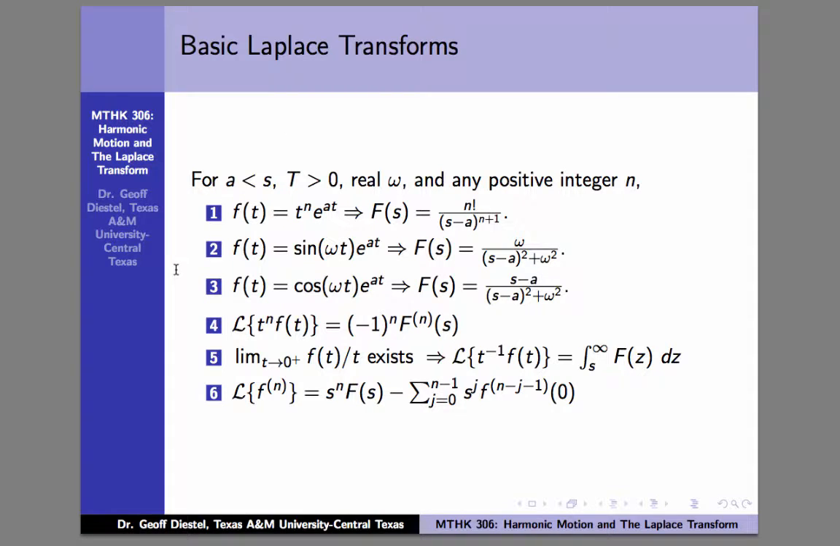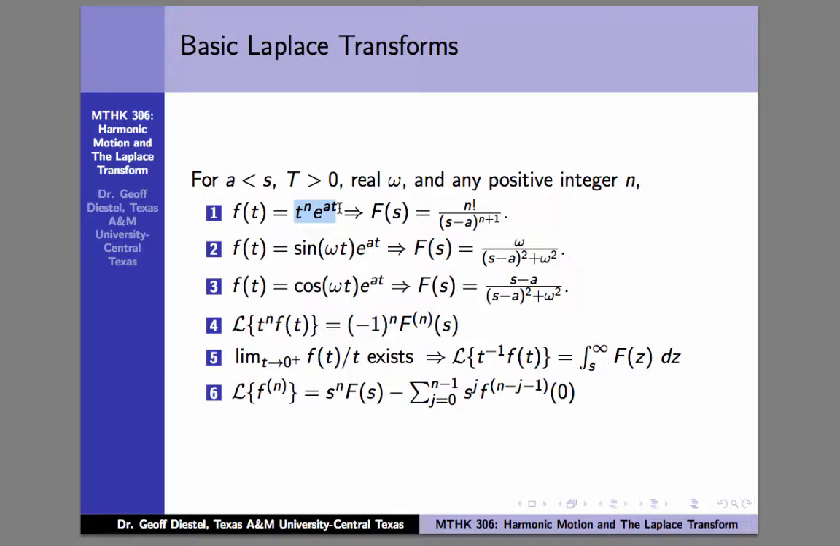So last video we left off with some formulas. And again, just keep a sheet of paper with these on them, especially the ones for the basic functions like power functions. This formula right here that I'm highlighting covers all kinds of functions. It covers the constant function. Just let a be 0 and n be 0. So the function 1, if a is 0 and n is 0, you get 1 over s.